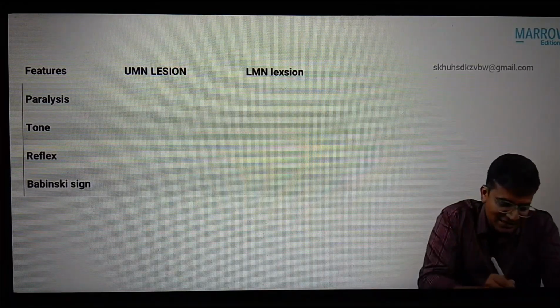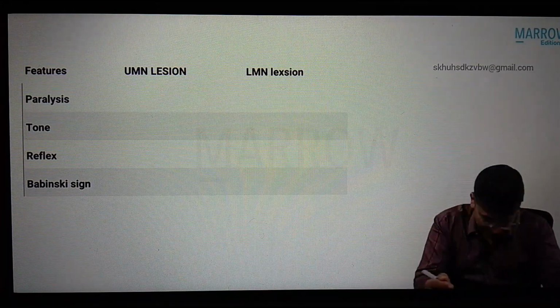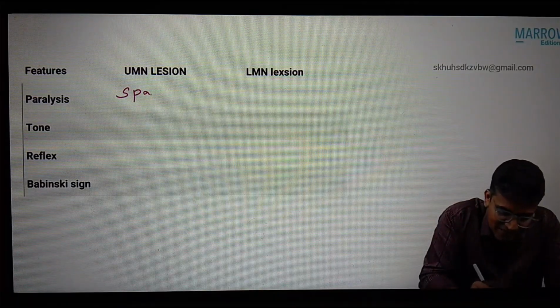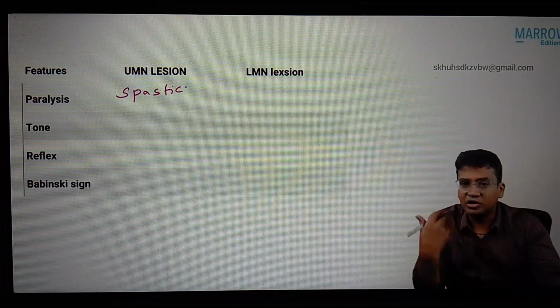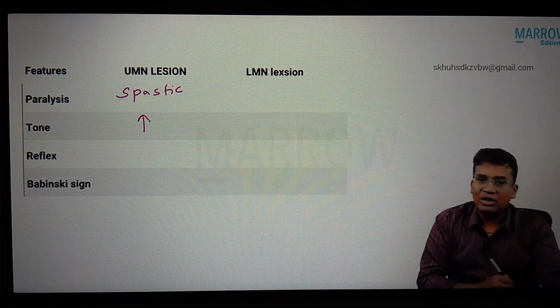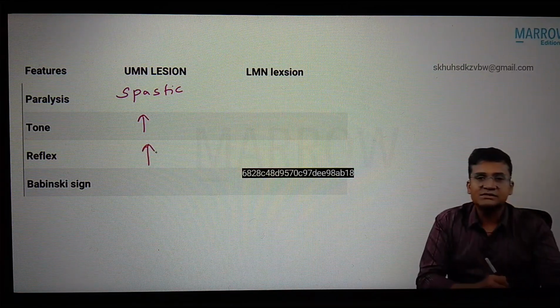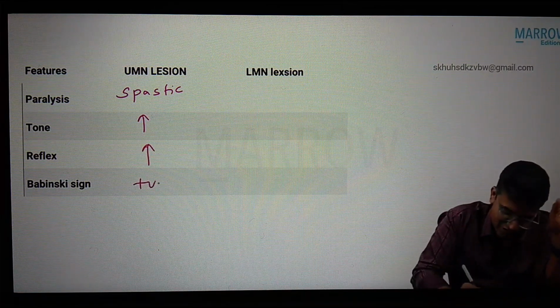So in this case, now what type of paralysis do you get? Yes, very good. Spastic paralysis. What happened to the tone? Tone will increase. What happened to the reflex? Reflex will increase. The Babinski sign will be, yes, positive.